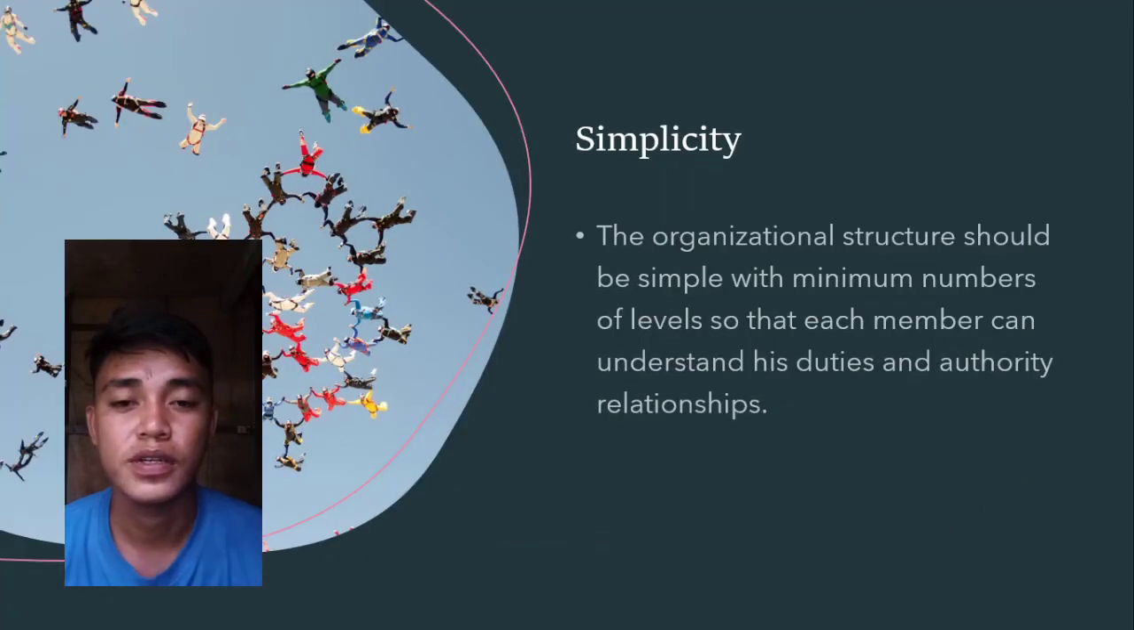11. Simplicity. The organizational structure should be simple with a minimum number of levels so that each member can understand his duties and authority relationship. An organization with few levels is a simple organization. A large number of levels in an organization means difficulty of communication and coordination.